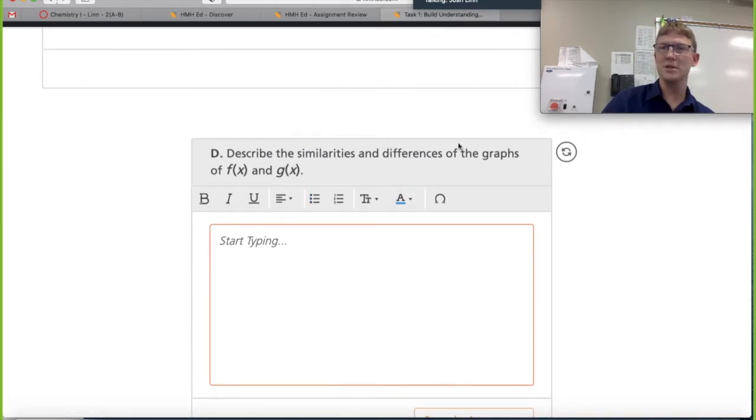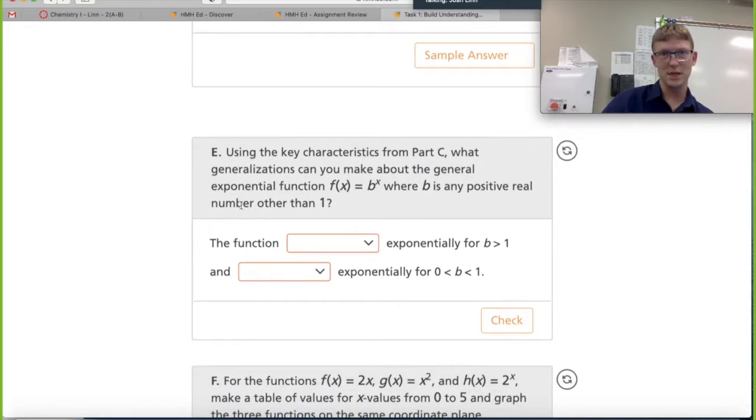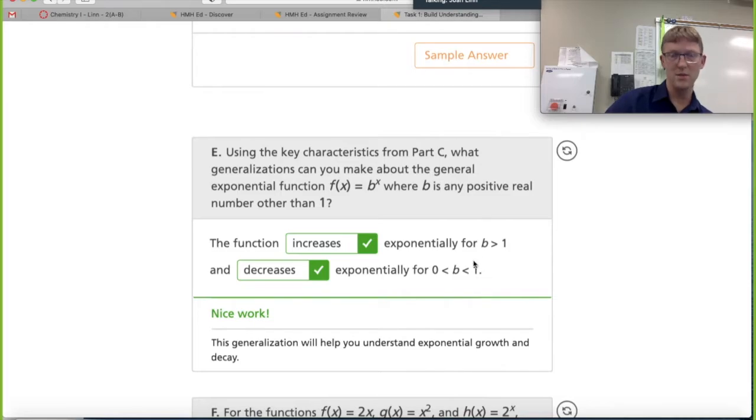So describe the similarities and differences. We kind of talked about that as we went along. Using the key characteristics from part C, what generalizations can you make about the general exponential function where b is any positive number other than 1? The function increases exponentially for b greater than 1 and decreases exponentially for b in between 0 and 1.